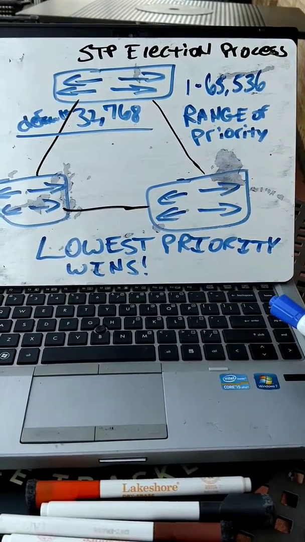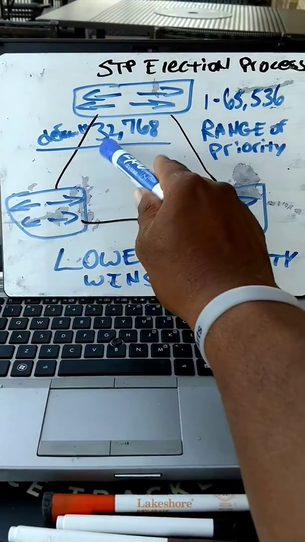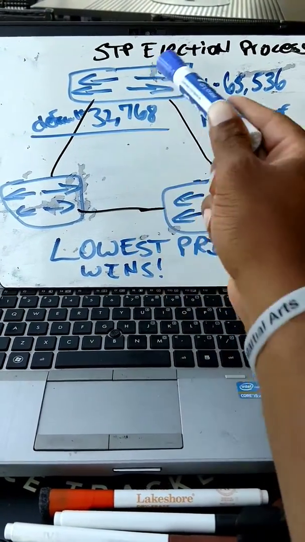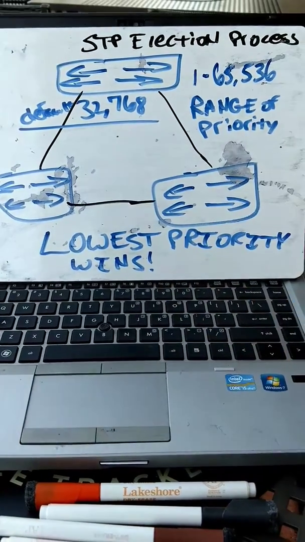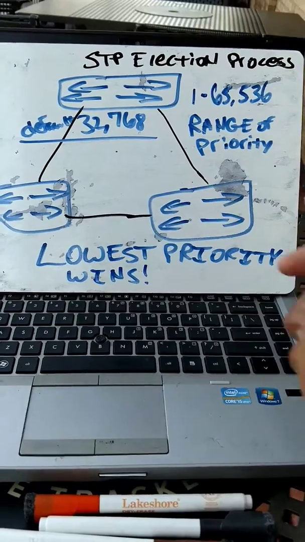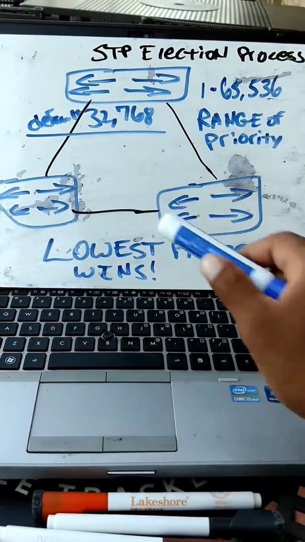Now, the default priority is the magic number. I call it a magic number, not so much a magic number, but it's 32,768. 32,768 is the default priority. I have it written right here, default.